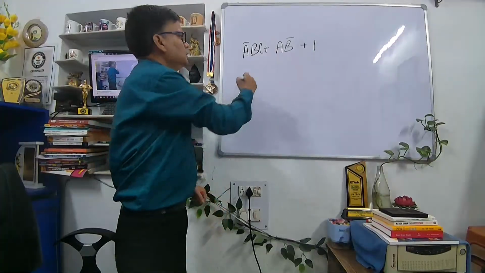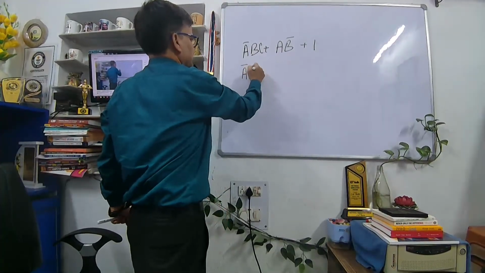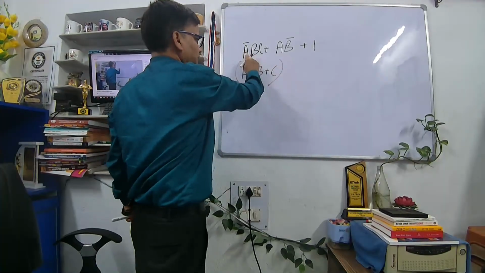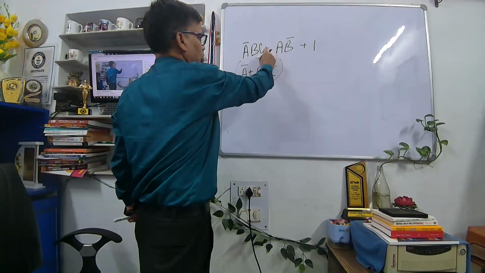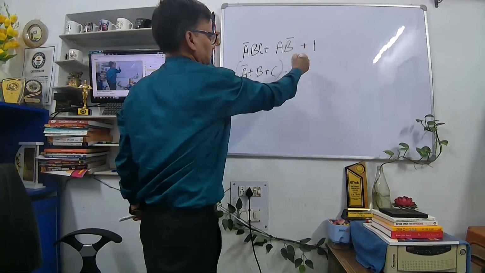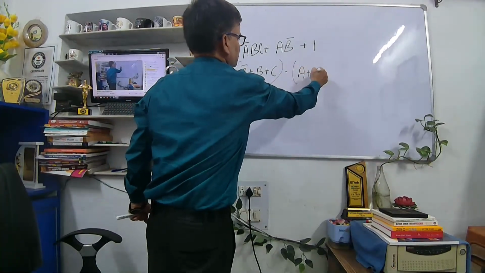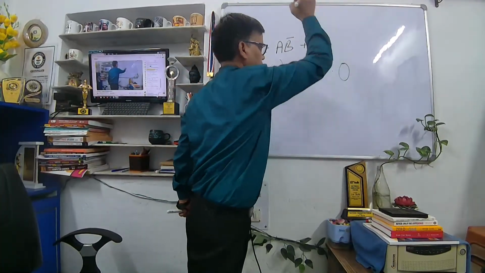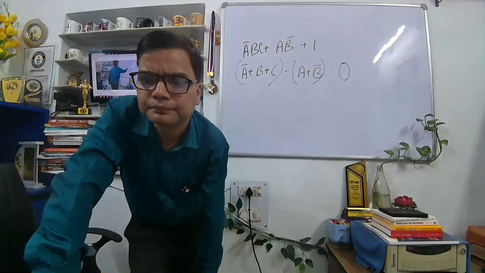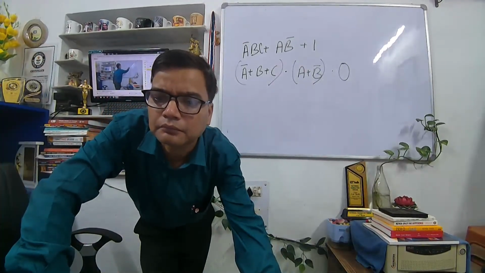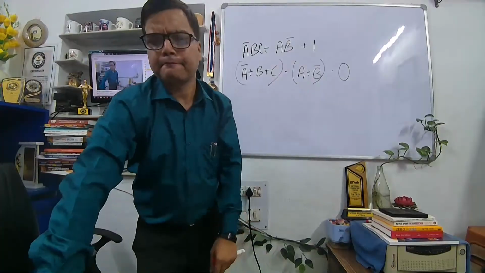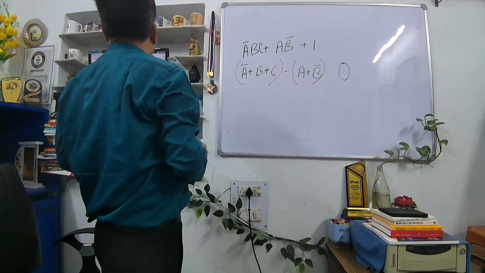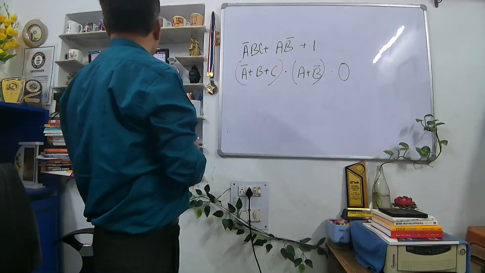Right? What I do, A bar plus B plus C. AND to all, AND to all. OR to AND. Dot. A plus B bar dot. Is it clear? Yeah, I hope it is clear.